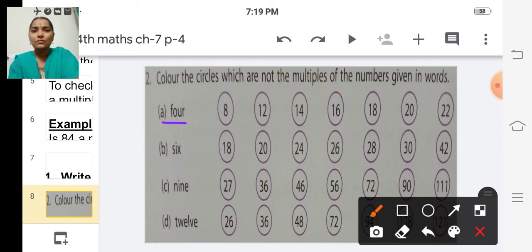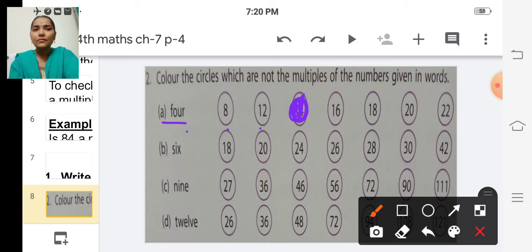So we are going to color the circles which are not multiples of 4. If we do the skip counting, then we can easily find out the multiples of 4. Okay. So first one 4. Next one 8. Correct. 8 plus 4 is 12. Correct. 12 plus 4 is 16, not 14, isn't it? So 14 is not a multiple of 4. So you have to color this circle.